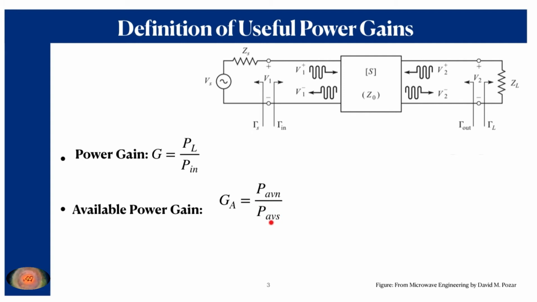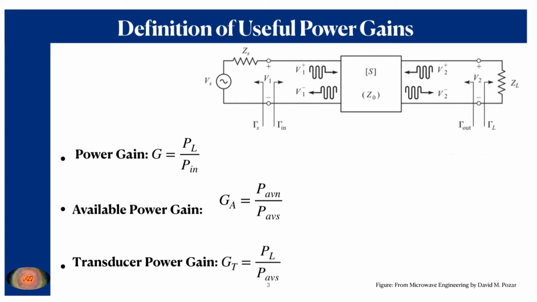Similarly, power available from the source is defined when the input impedance is exactly matched, or conjugate matched, with the source impedance. What is the conjugate matching? I will discuss later. So in that case, the maximum power that will be available across the input terminal of the network is called the available power from the source, and that is associated with the available power gain. Next one is the transducer power gain.